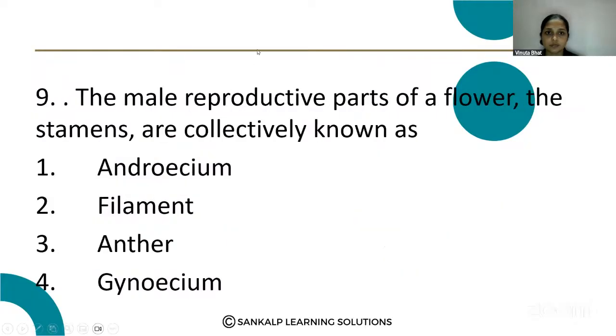Next question. The male reproductive parts of the flower, the stamens, are collectively known as androecium, filament, anther, gynoecium. The group of stamens, that is the male reproductive structure, is collectively called the androecium. A very important point.